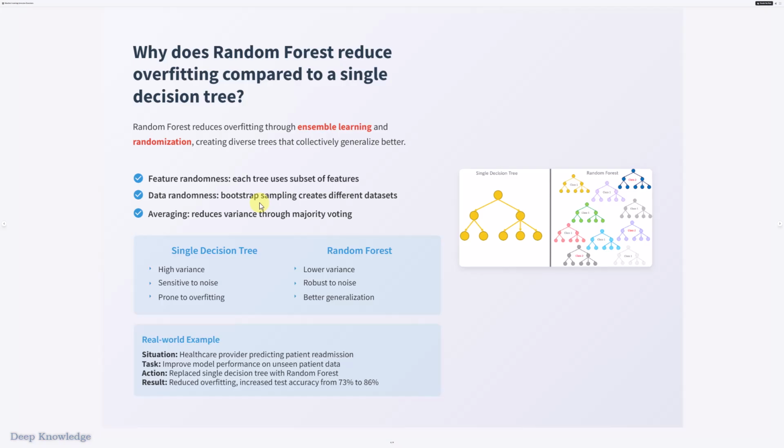And if you see here, random forest has lower variance, is robust to noise, and has better generalization because you have many decision trees. On the other hand, a single decision tree has high variance, is sensitive to noise, and is also prone to overfitting. So try to avoid a single decision tree and use random forest.